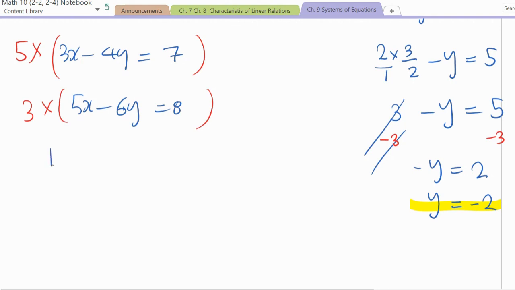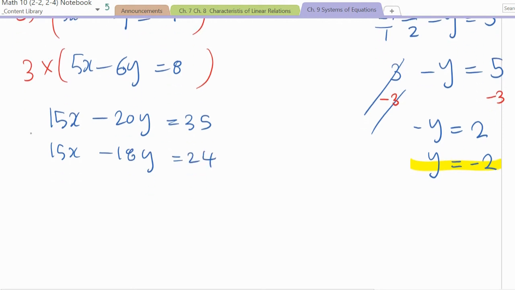5 times 3 is 15x. 5 times negative 4 is negative 20y. 5 times 7 is 35. Do the same thing. 15x, negative 18y, 24. Now we have 2 equations with the same coefficient of x.